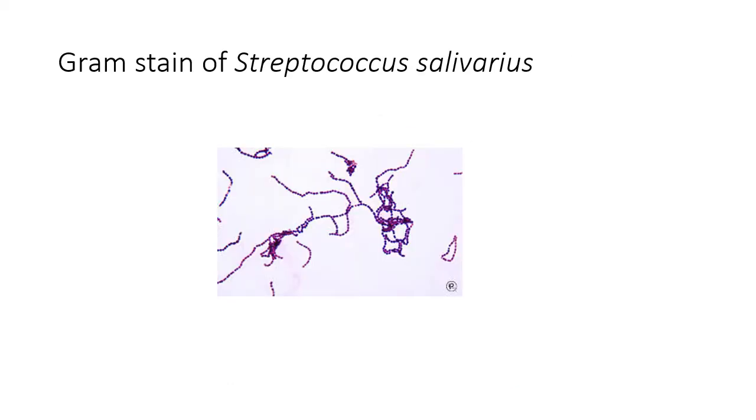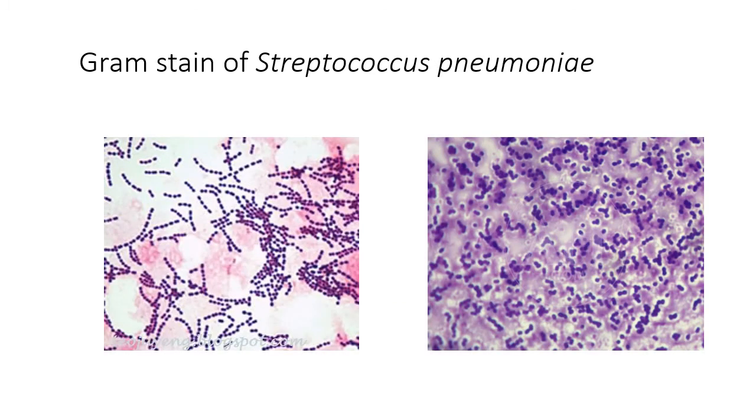This is the longest chain in the Streptococci family, which is Streptococcus salivarius, which is usually a non-pathogen. Now we come to the gram stain of Streptococcus pneumoniae, which is a diplococci. It is associated, as you know, with pneumonia and meningitis. And here you can see the diplococci very well.